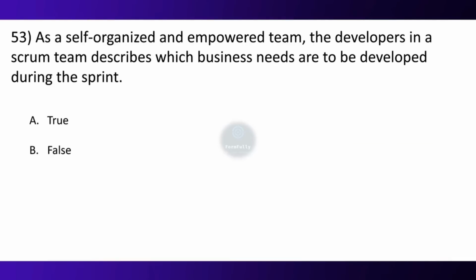Question 53. As a self-organized and empowered team, the developers in the Scrum team decide which business needs are to be developed during the sprint. Options are true or false, and the correct option is B, false.